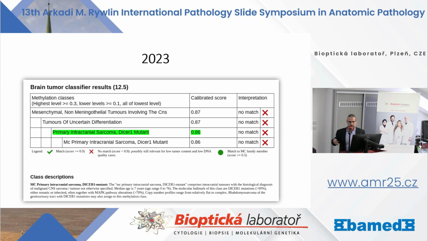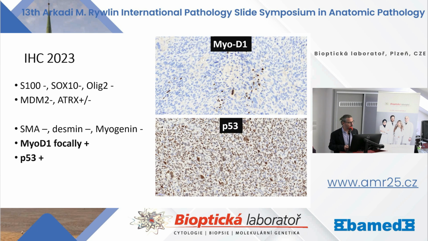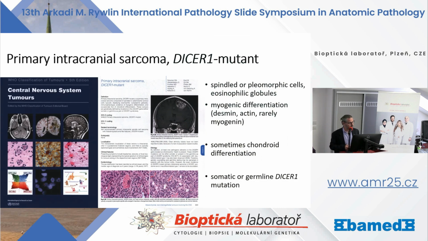And in cases like these, you have to support the diagnosis with other means. So we performed NGS, and it came back with a missense mutation in the DICER1 gene, with a TP53 mutation and an FGFR1 gene mutation. And I performed some additional stains. Almost everything was negative, but the tumor showed very focal, this is probably the only one spot, positivity for MyoD1 and diffuse p53, and maybe a little bit of ATRX loss. So the final diagnosis is obviously primary intracranial sarcoma, DICER1-mutant.